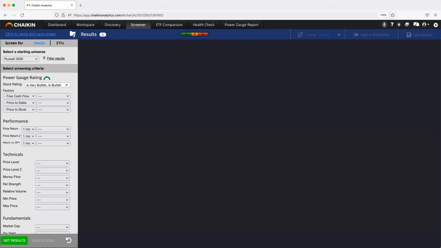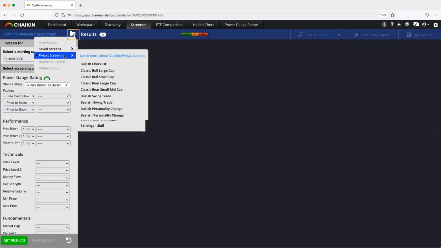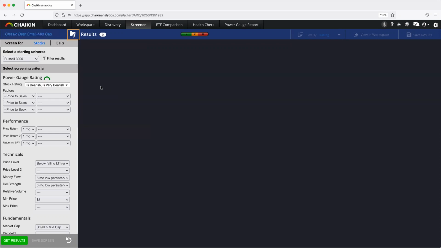So, how do we access the preset screens? Well, here in our screener, of course, we find preset screens under the folder icon, manage save screens, and we go to preset screens. We are going to go to classic bear, small, mid cap, give it a click. When we click that, it's going to fill in the criteria for us. Let's discuss this criteria a little bit right now.